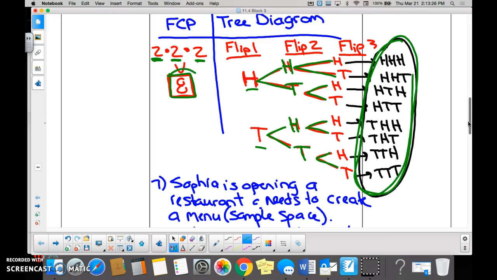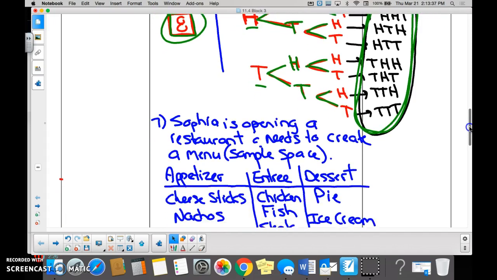8. How many did we say over here? 8. And how many are here in our sample space? 8. So this is a name of all of our outcomes, right?